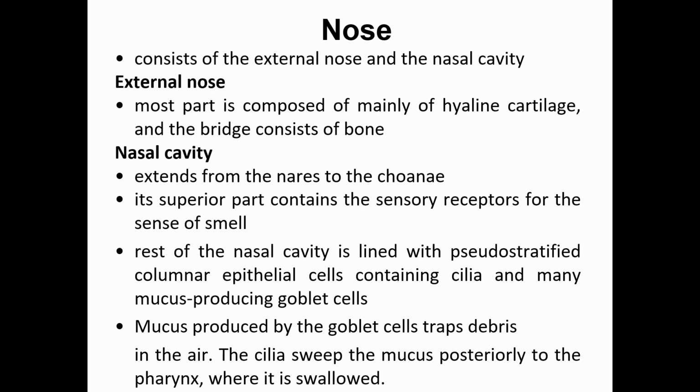Its superior part contains the sensory receptors for the sense of smell, and the rest of the nasal cavity is lined with pseudostratified columnar epithelial cells, which contain cilia and most of our mucus-producing goblet cells. So goblet cells are the cells that produce mucus. Mucus traps debris like dust and pollen in the air before it enters your lungs. The cilia sweep the mucus posteriorly to the pharynx, where it is swallowed. So that is your first line of defense against particulate matter.